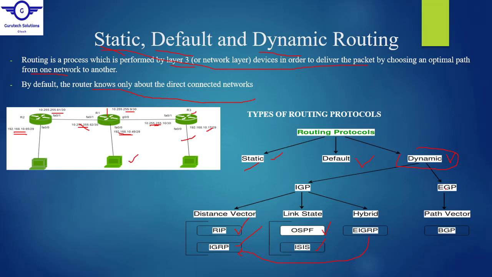Alright, so under EGP, which is exterior gateway protocol, we have path vector. Under path vector is BGP, border gateway protocol. Okay, border gateway protocol is basically used to connect two or more autonomous systems. Autonomous system basically stands for an area of administration. For example, you want to connect your institution network, your campus network, to another network which is located far away. Okay, so to connect those different autonomous systems, we will use border gateway protocol.